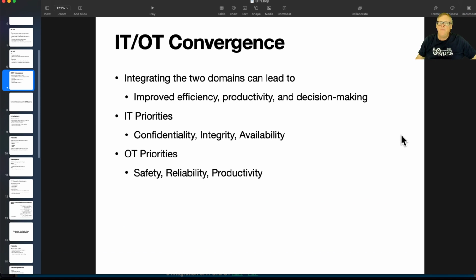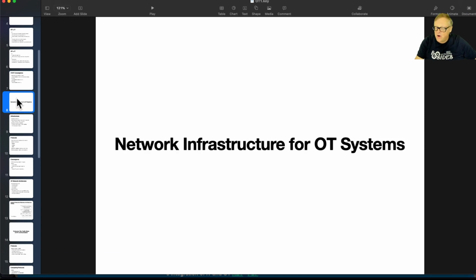So in IT, our security priorities are confidentiality, integrity, and availability. That's the three essential pillars of information technology security. But in OT, the priorities are safety, reliability, and productivity. A very different set of goals, and that is at the heart of the problem.